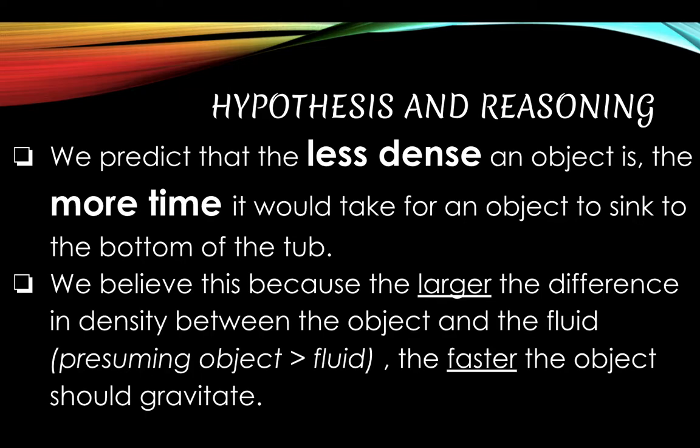For example, if we have an object with a density of 1.1 and another object with a density of 9, then we predicted that the object with a density of 9 will sink a lot faster than the object with a density of only 1.1. In other words, if the density of an object is a lot greater than water, then it shall sink within a short amount of time compared to an object with a density that's really close to water.